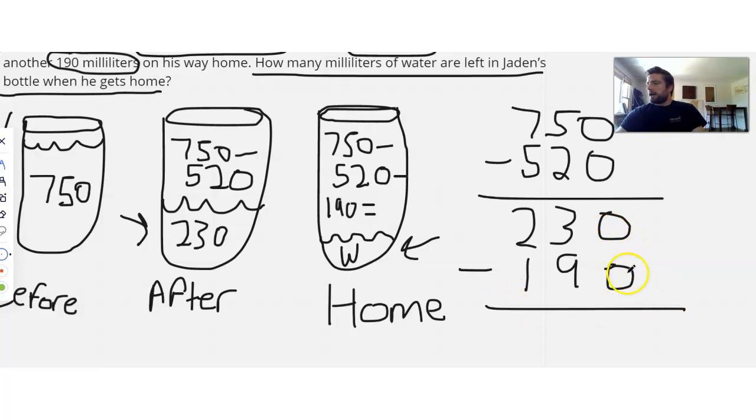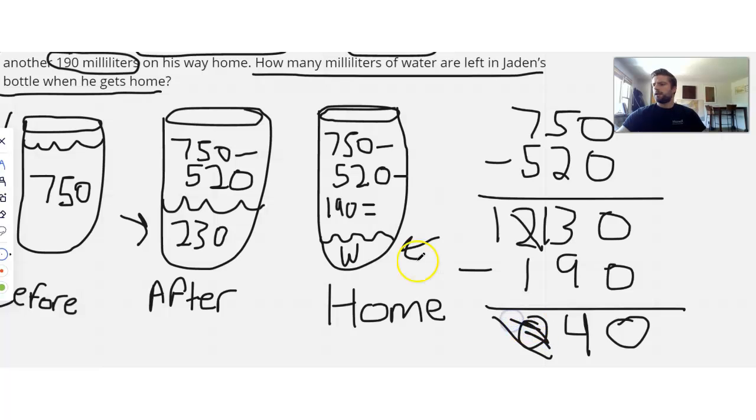So 0 minus 0, we're going to start in the ones place again. Then we have 3 minus 9. Now we know we can't take away 9 from 3, so we're going to borrow from next door. We're going to turn that 2 into a 1, and we're going to turn that 3 into a 13. 13 minus 9 is 4, and finally 1 minus 1 is 0. We can ignore that 0 because it's in the hundreds place. So 40 milliliters. So now we've read, we've drawn, we've solved our problem, and now we're just going to write it. And I'm going to type it out.